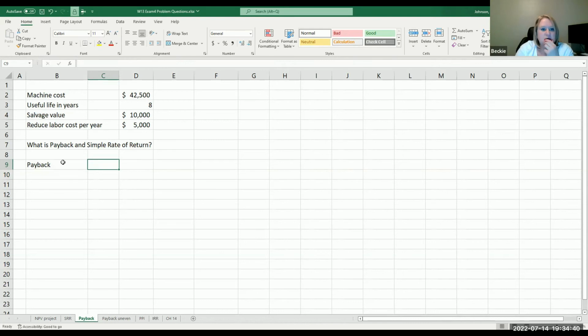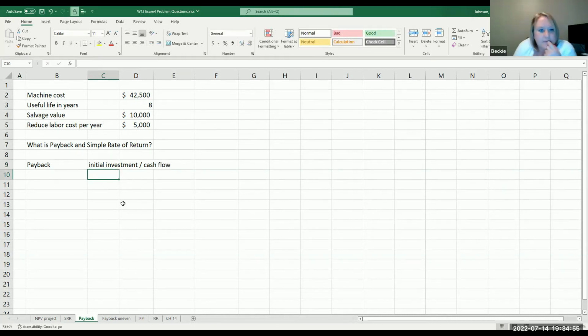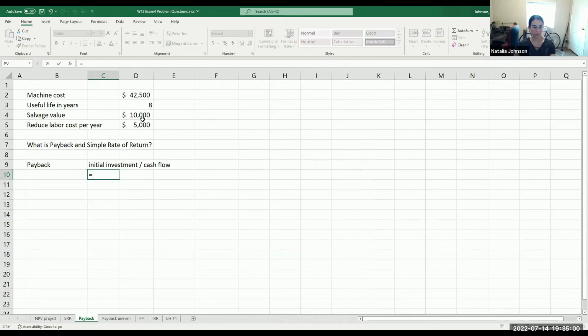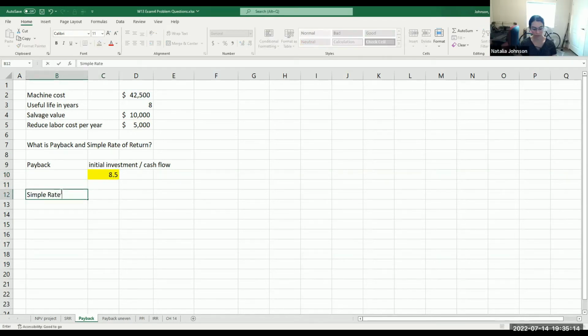72,000. It's the initial investment divided by the annual cash flows, like what's coming in. So we have initial investment, and if it reduces cost, then that's a cash flow. So that's the first question. Now simple rate of return again.